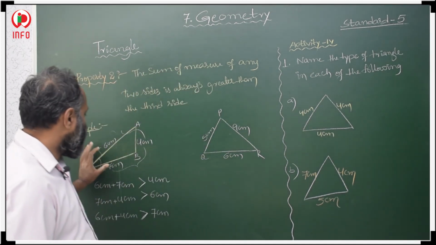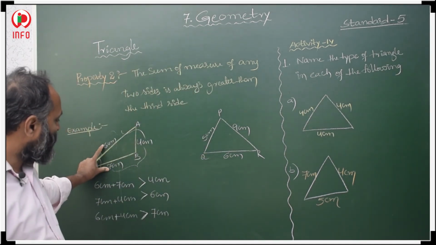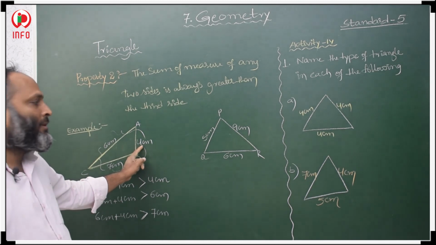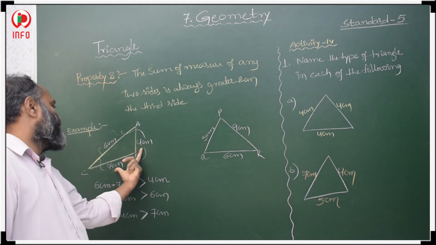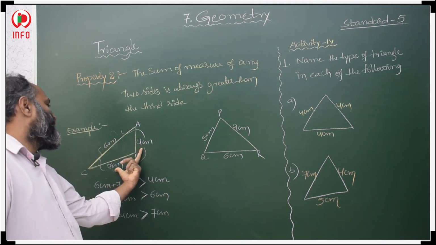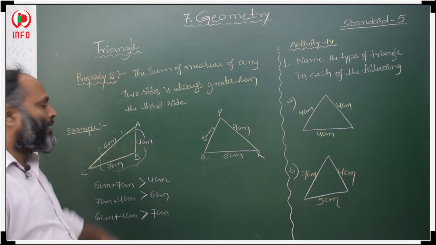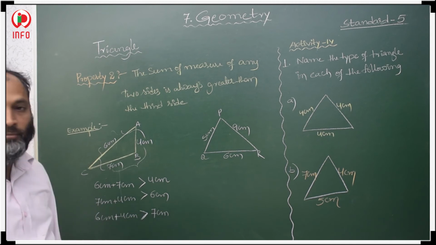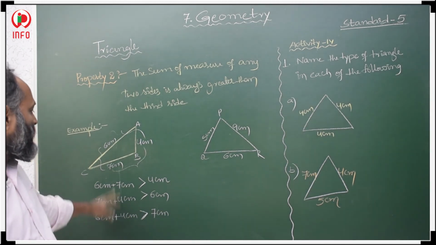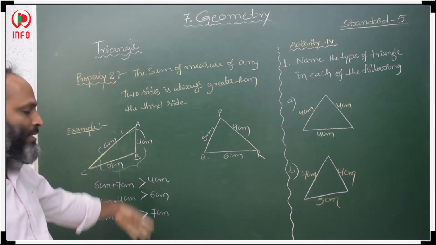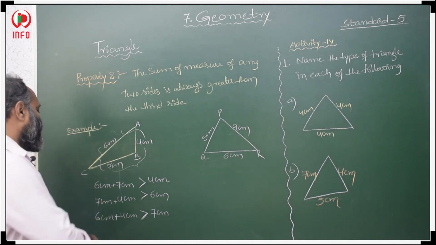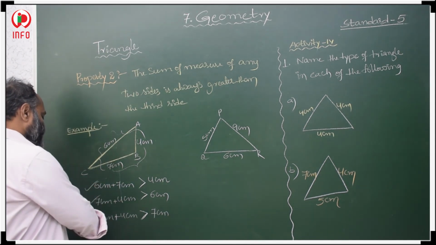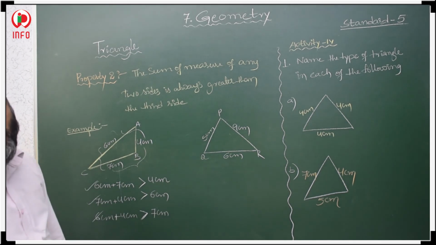Here add 6 plus 7. 6 plus 7 is 13, and 13 is greater than this 4. The second time you add 7 plus 4. 7 plus 4 is 11, and 11 is greater than 6. Then 6 plus 4 is 10, and 10 is greater than 7. Yes, the sum of any two sides of a triangle is greater than the third side. In all three cases it is applicable, so we can construct a triangle.